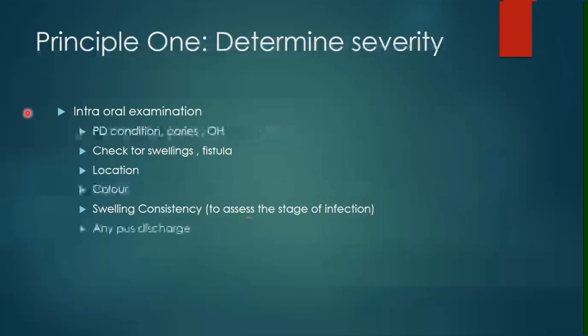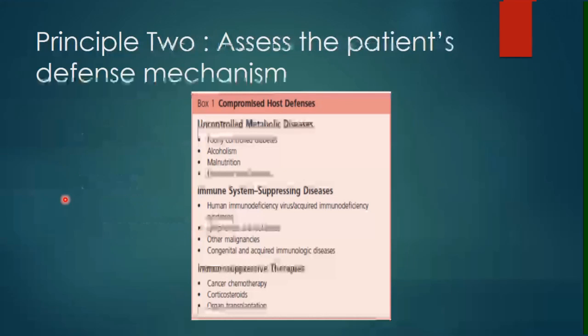Then we're going to go to the intraoral examination, check the periodontal condition, caries, oral hygiene, check for any intraoral swellings, any intraoral fistula, and again, always give the location, give the color, and the swelling consistency, and any pus discharge.